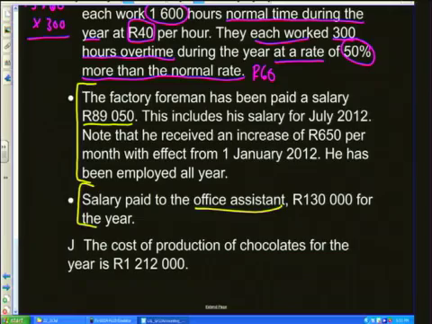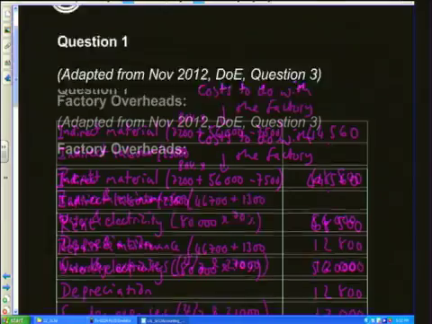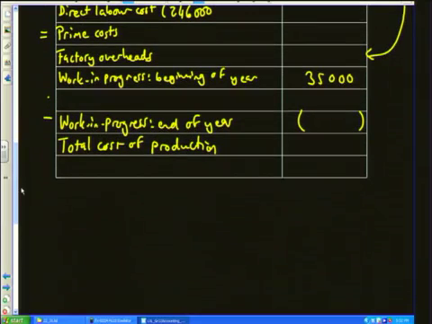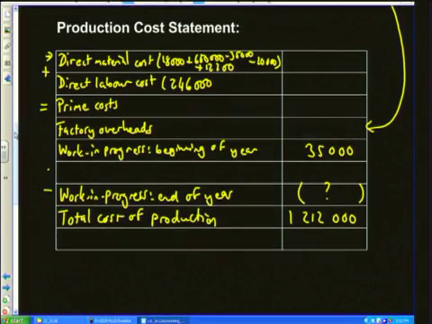And then it's actually told us the final answer in J. It tells us the cost of production of chocolates for the year is 1,212,000 Rand. That's a lot of chocolates, R1,000,000 worth of chocolates. So that cost of production, we know, is our final answer at the bottom of the production cost statement, our total cost of production, 1,212,000 Rand. So you're going to fill in all of the answers to these questions, close all the brackets and add it all up, and then you're going to work backwards to calculate this missing question mark, which was our work in progress at the end of the year.